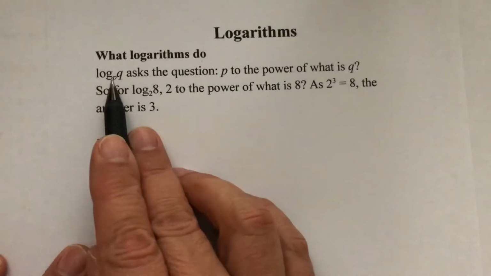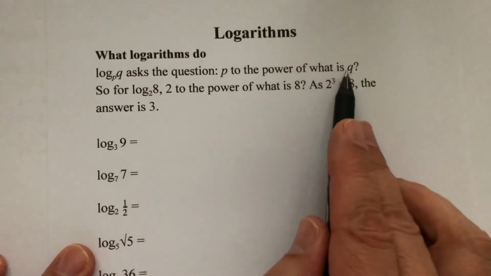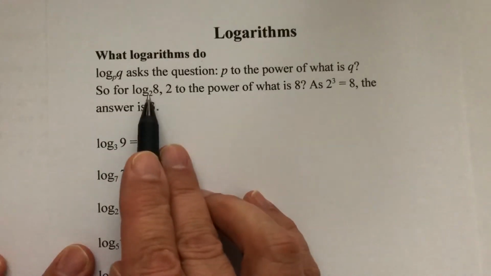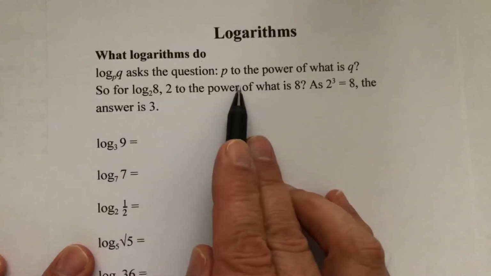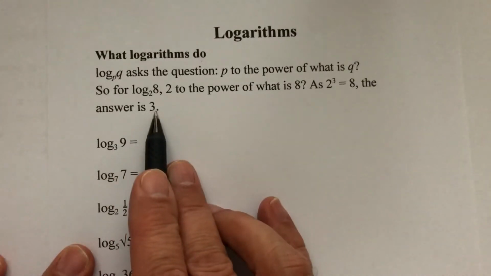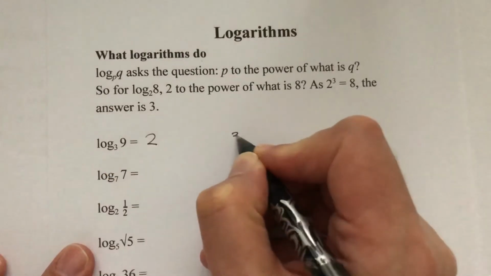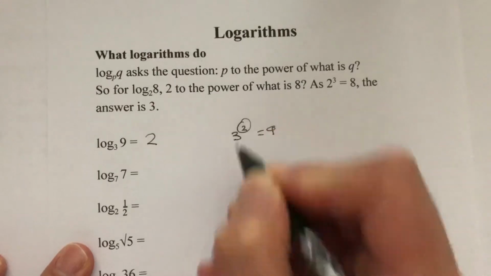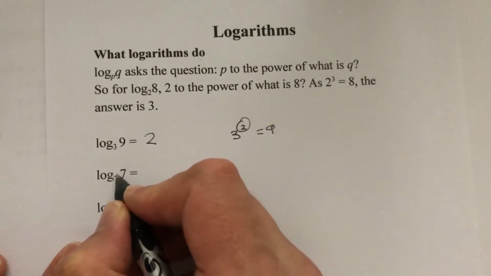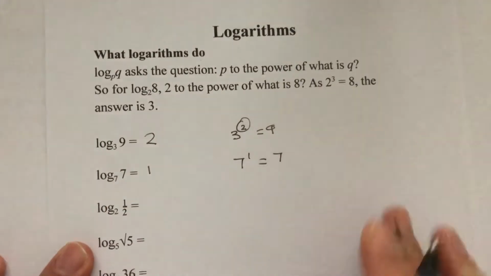So log to the base p of q asks the question, p to the power of what is q? So if we've got log to the base 2 of 8, 2 to the power of what is 8? So 2 cubed is 8, so the answer is 3. Log to the base 3 of 9: 3 to the power of what is 9? 3 squared is 9, so the answer is 2. Log to the base 7 of 7: 7 to the power of 1 is 7, so the answer is 1.